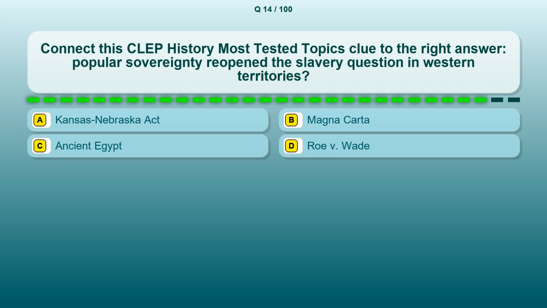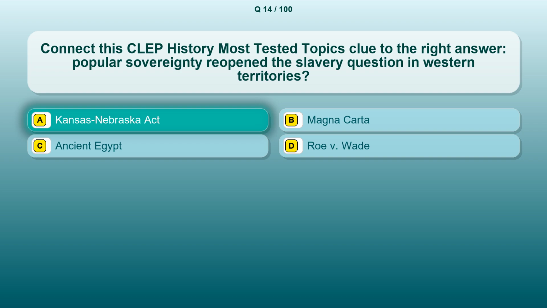Question 14. Connect this CLEP history most tested topics clue to the right answer. Popular sovereignty reopened the slavery question in Western territories. Option A, Kansas-Nebraska Act. Option B, Magna Carta. Option C, Ancient Egypt. Option D, Roe v. Wade.